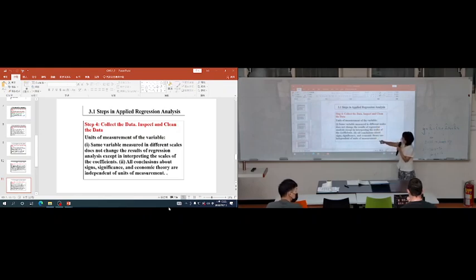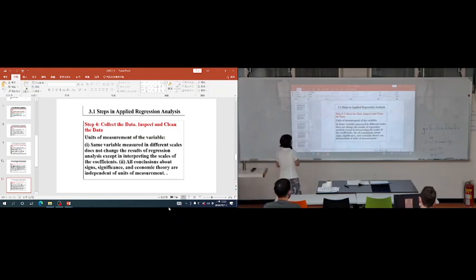Then I'd like you to check the result. This says that the same variable measured in different scales does not change the result of regression analysis, except in interpreting the scales of the coefficients. This is just the measurement units, right? So I'd like you to do both. Then you can see if I change the measurement, how does that change the coefficients. I think this was already done in chapter 1 and chapter 2, and we already explained that in class. So we do it for the assignment as well. For this assignment, everything is the same. You just have to run the same regression twice, and all the results will be the same.